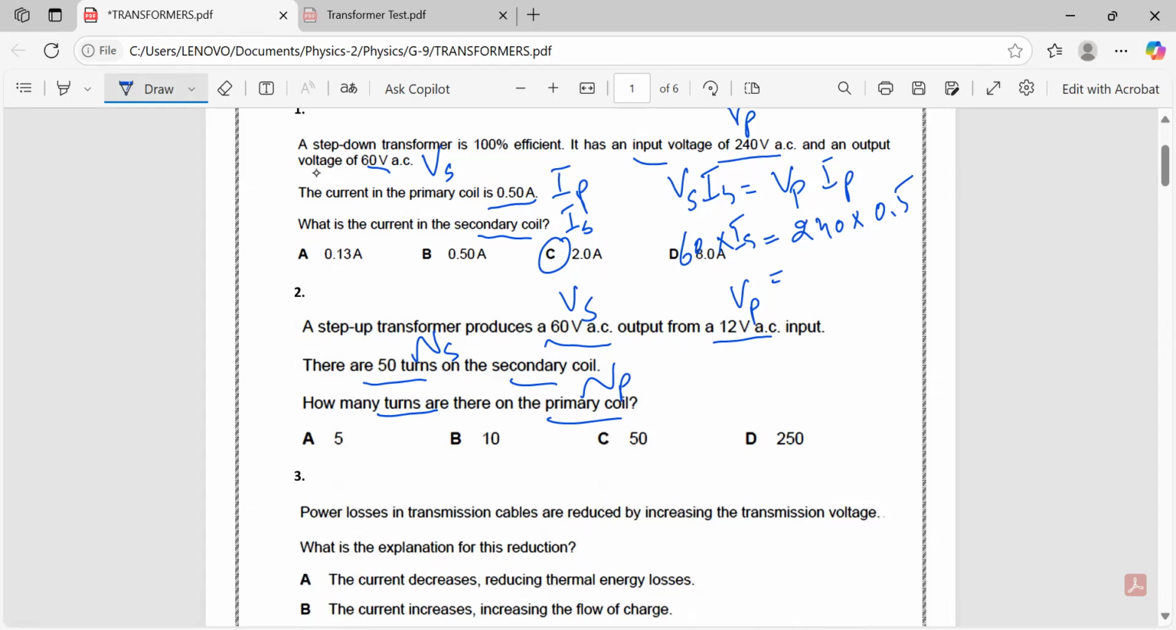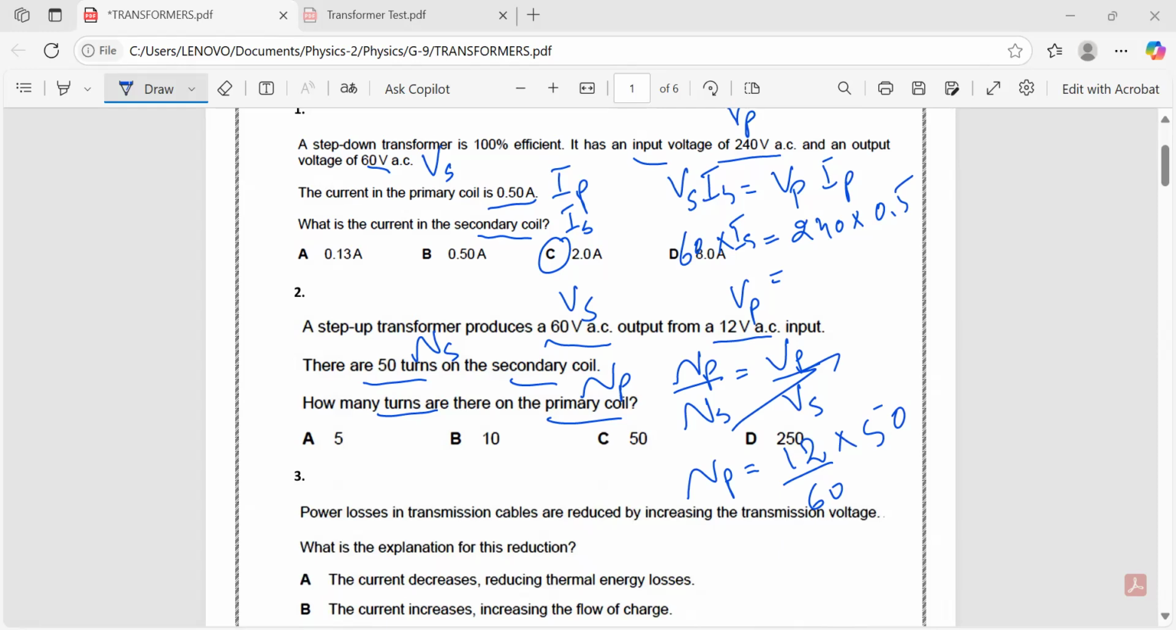And we know the relationship between voltage and the number of turns, that is NP over NS equals VP over VS. From here, easily you can get the answer. You can substitute the values here. VP is 12 volts, 60 volts is the value of VS, and NP we need to figure out. Just shift this NS to the other side and multiply with this, like you will multiply this with 50. When you solve this, you will get the answer 10.